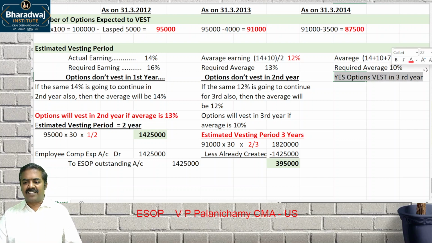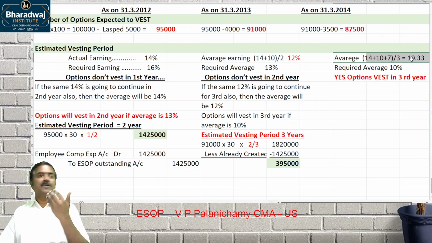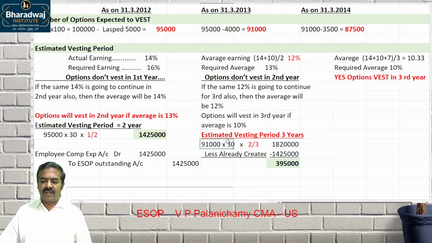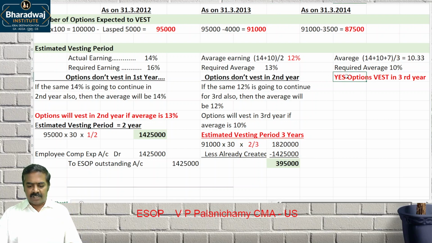Suppose the required average is not coming, whatever was created so far will be transferred to general reserve. Suppose the third year average came to only 9%. Options are not vested in the third year also. Then whatever you created, total 18,20,000, will transfer to which account? General reserve. So yes, options vest in the third year.